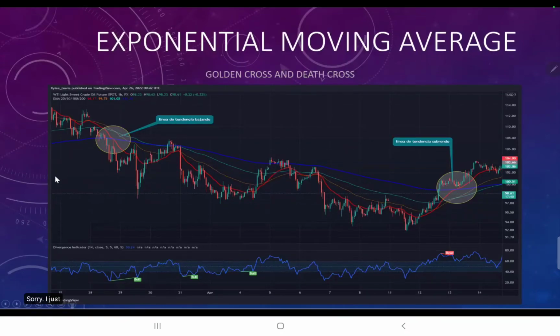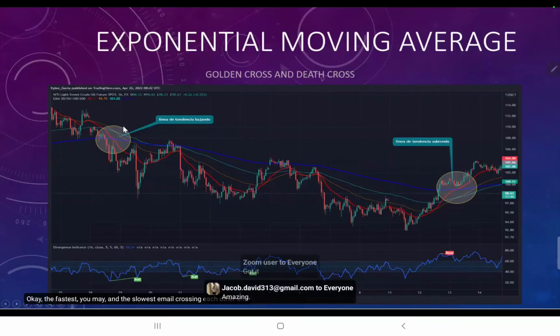Sorry, I just don't really know how else to explain it. But just keep it simple. So 20 EMA, that red EMA crossing the blue one, the fastest EMA and the slowest EMA crossing each other indicates that price is going to go in a downward direction. Got it. Perfect.